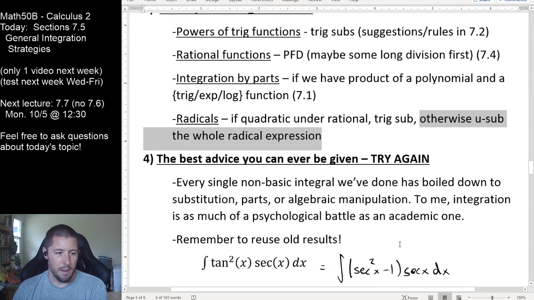Reuse old results, sure, I'm going to do that. We are actually going to see one old result right here. It's from an example that the book does that we actually didn't do, but I'm just going to claim it and use it because this one's going to be gnarly enough right here.